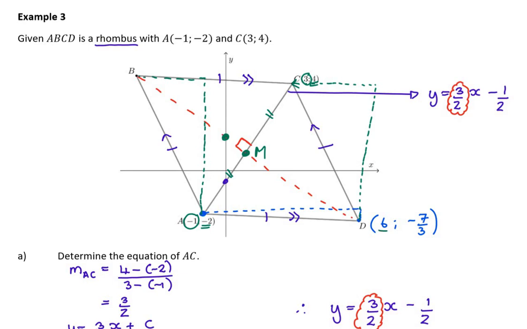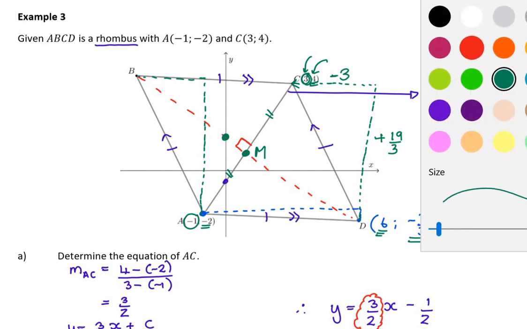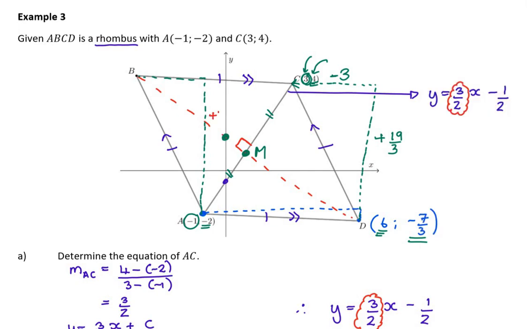So let me just think about it. If I have a D value, an X value of 6, and I'm going down to an X value of 3, that means I've subtracted 3 on the X axis. Also, if I'm going from negative 7 over 3 all the way up to 4, that means I have to move up 7 over 3, and I have to move up 4. So I add them together, and that's 19 over 3. Now what that means is, on the other side, I need to move up 19 over 3 from A, and I need to move left by 3.